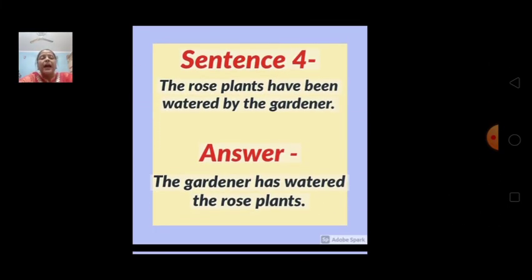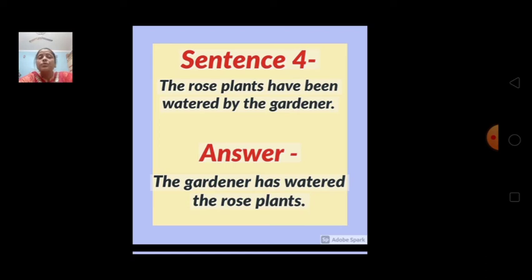Now the next example. The rose plants have been watered by the gardener. This passive voice sentence is in present perfect tense. How can we recognize it? With the help of this helping verb. Has or have plus been plus third form of the verb is always used in the present perfect tense. So while changing into active voice, we are going to use present perfect tense only.